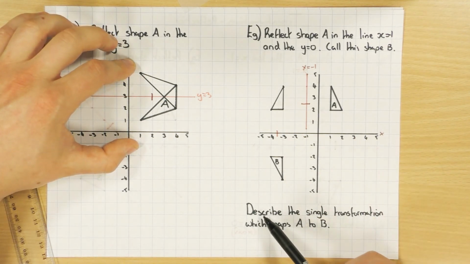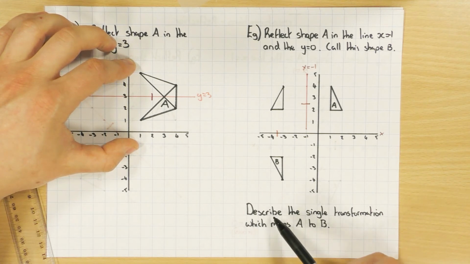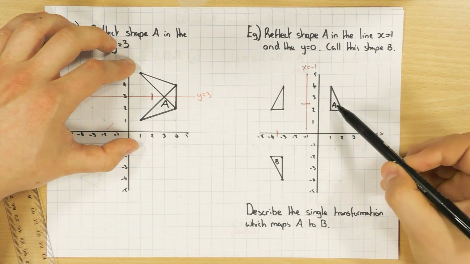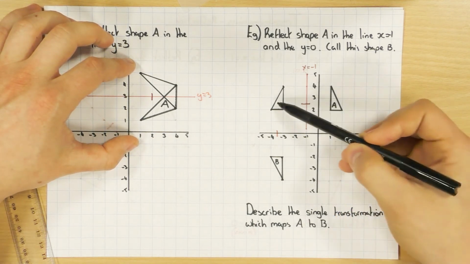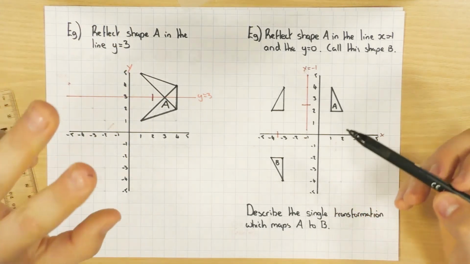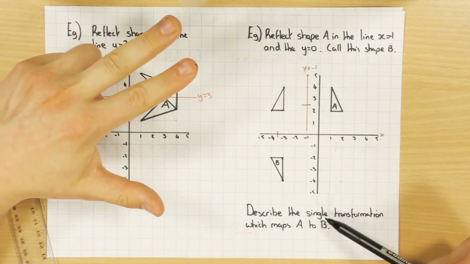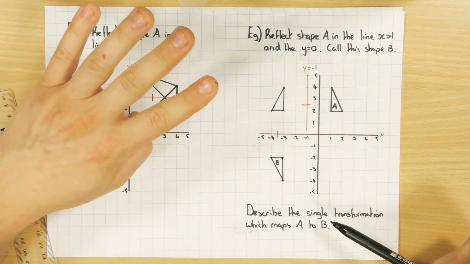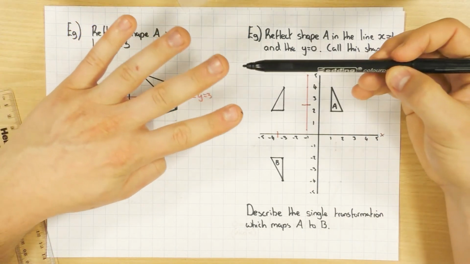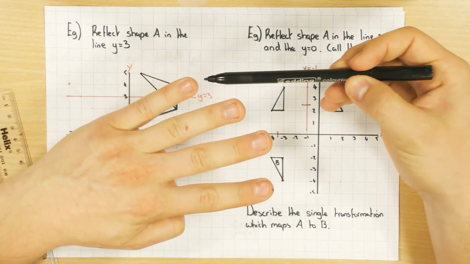And then this bit here, I've seen this come up a few times now. The part B, it says describe the single transformation which maps A to B. So this shape to this shape. Now it's not reflection, because obviously I've just done my two reflections, but I did that twice, whereas it wants a single transformation. So remember, like I said at the start, we've got four choices. We've got reflection, rotation, enlargement, and translation.